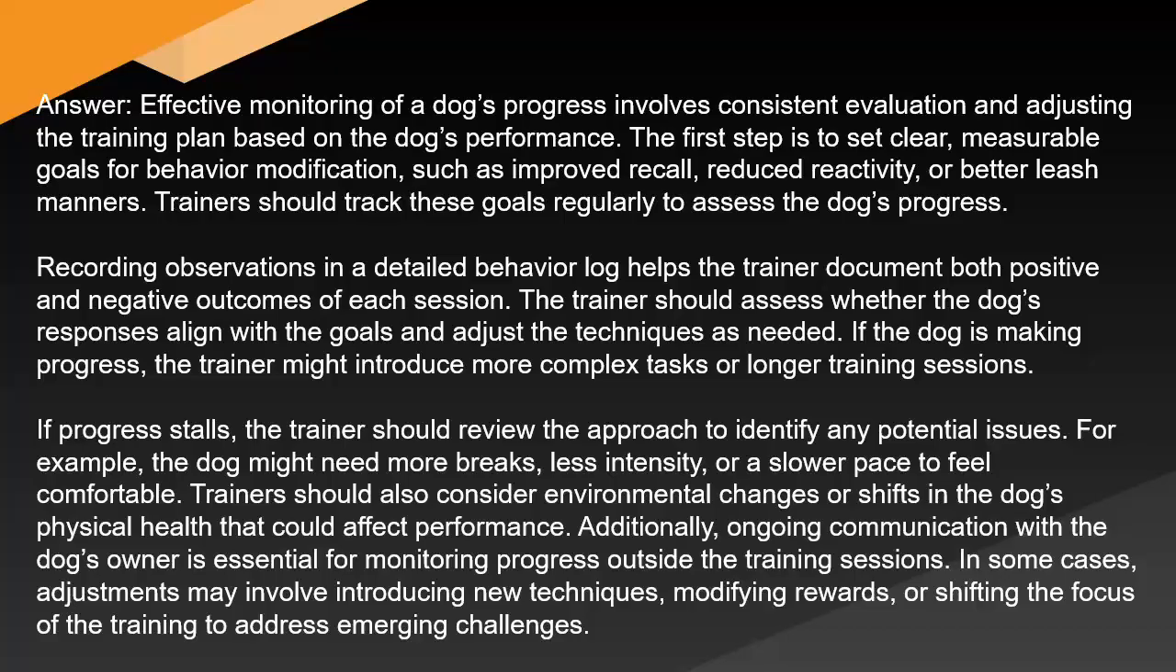Recording observations in a detailed behavior log helps the trainer document both positive and negative outcomes of each session. The trainer should assess whether the dog's responses align with the goals and adjust the techniques as needed. If the dog is making progress, the trainer might introduce more complex tasks or longer training sessions. If progress stalls, the trainer should review the approach to identify any potential issues. For example, the dog might need more breaks, less intensity, or a slower pace to feel comfortable.